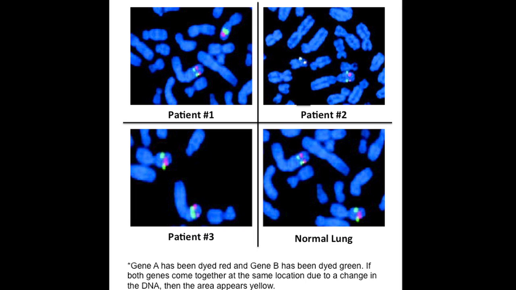We're now going to show you some photos of DNA from all of our patients. In these photos, we're going to ask that you look for rearrangements in the DNA. We've labeled a few genes, one gene A in red and one gene B in green. A rearrangement of these genes, where these genes come very close together on a chromosome, will look yellow, meaning that the colors are right on top of each other.